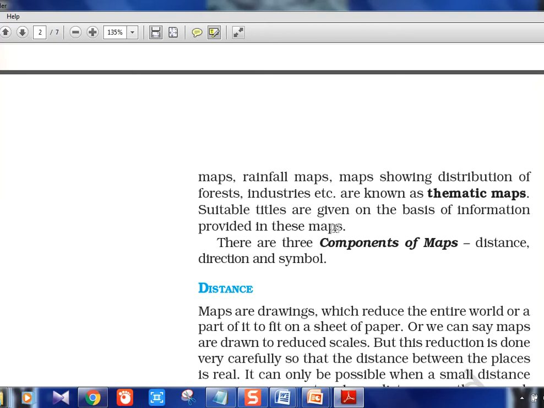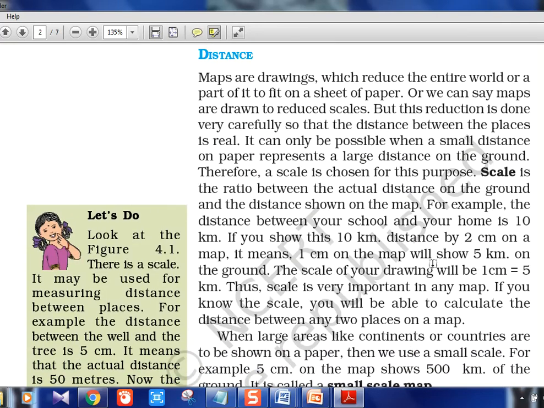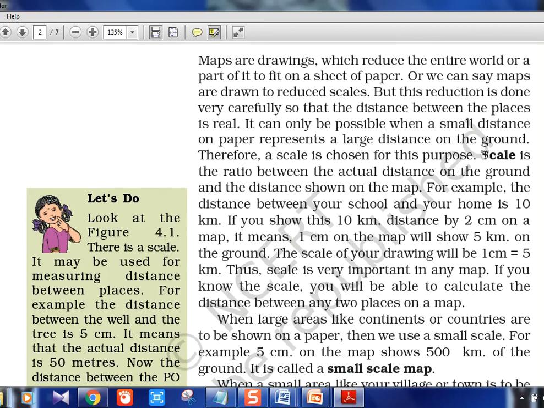Okay, so 3 components of maps: distance, direction and symbol. Same like when you use the Uber app or Google Maps while traveling, you will have the distance from place to place, you will have the location, direction will be there, and also symbols will be there. If you zoom in too much, the buildings will have one symbol, the bridges will have a different symbol, the post office will have a different symbol. So these are 3 important components of maps. So distance, I don't think we need much explanation for this. Only thing, scale you need to know, scale is required.